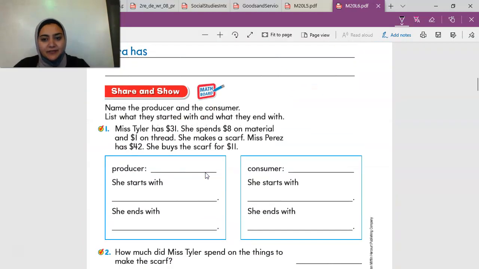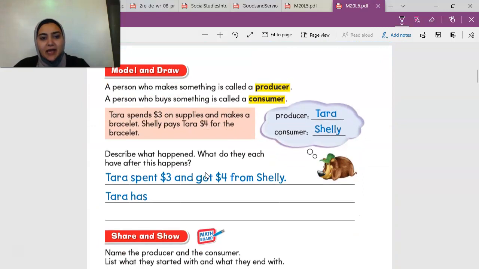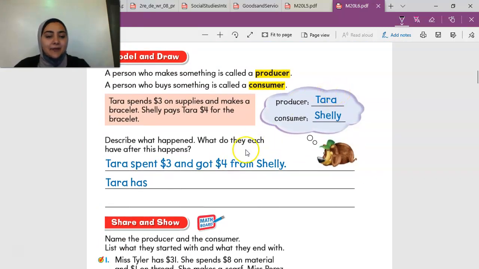All right, let's now focus a little more on producers and consumers. A person who makes something is called a producer. A person who buys something is called a consumer. So if you are making something, you are producing it, you are a producer. If you are buying something, you are a consumer. You're consuming it, you're using it.